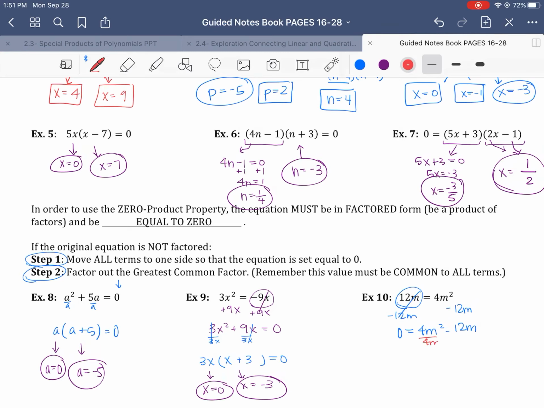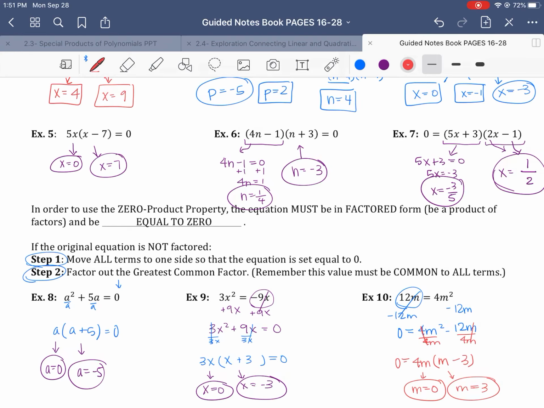So we've got 4m, 4m. We get 0 equals 4m, and we just simplify that. So the 4 goes away. We're going to have m, and it looks like -3. So again, two solutions here. Either m is 0, because it's out front, or the only value that would subtract 3 and give us 0 would be a +3.